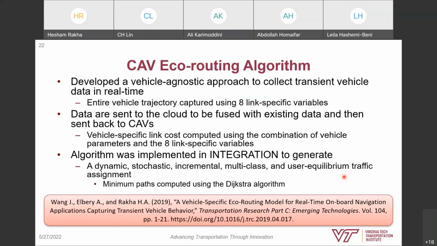And as part of this work, we developed this vehicle-specific eco-routing model that basically uses information on the cloud. So when a vehicle traverses a segment of roadway, it sends eight variables about this segment of roadway that it experienced to the cloud. On the cloud, we fuse that information with other information we received from other vehicles. And then we send that fused information back to that vehicle for it to build its minimum path from that point onwards to its destination that is specific to that powertrain. So I use those 8 variables to build my minimum path.